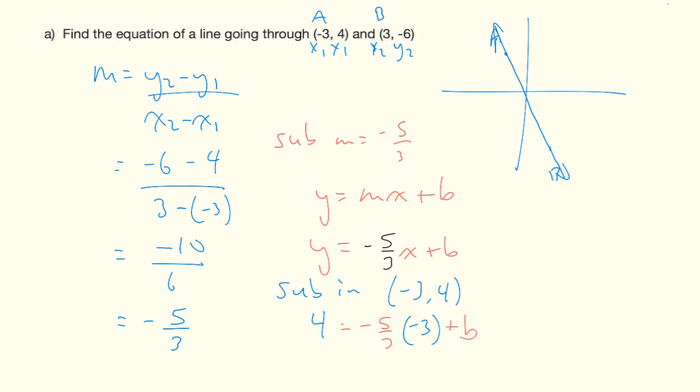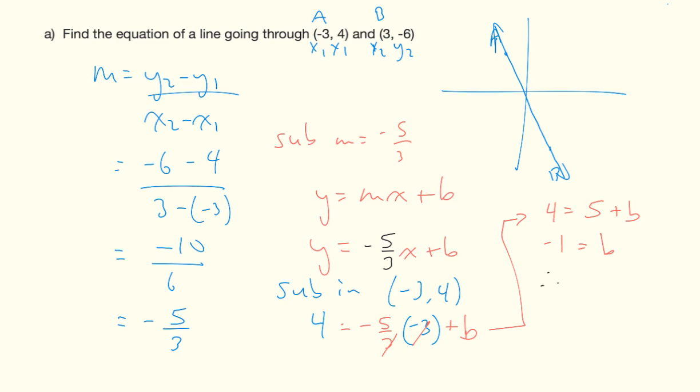And now I have an equation that has only the variable of b. And if I solve this equation then I should be able to solve for b. So here we go, 4 equals, well, negative 5 over 3 times negative 3. These 3's will cancel out, and I will get positive 5 plus b. And if I subtract 5 from both sides, I will get that b equals negative 1.